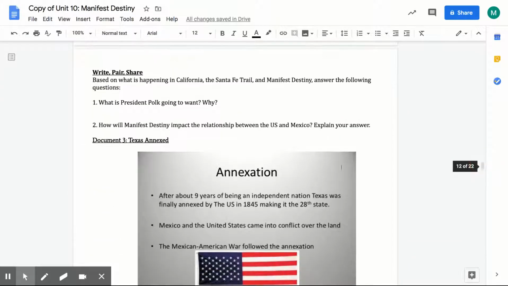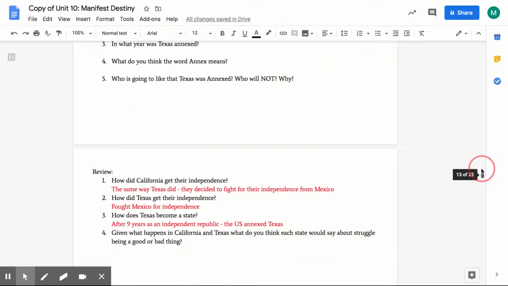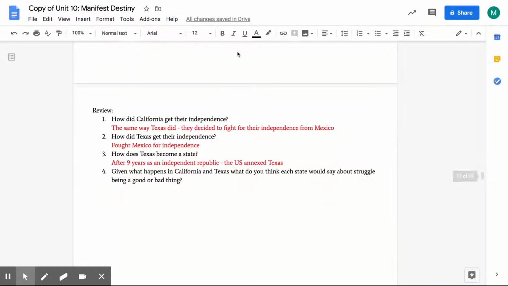And that's basically what we talk about here in this write-pair-share. So California becoming a territory, the Santa Fe Trail and American settlers in Mexican land, and manifest destiny, this desire for us to move west, are all going to cause tension between the United States and Mexico. So the relationship is tense. And then, to put the cherry on top, Texas is finally annexed. When we officially make Texas a part of the United States, this puts Mexico over the edge, leading into the Mexican War. So that's kind of the causes of the Mexican War.